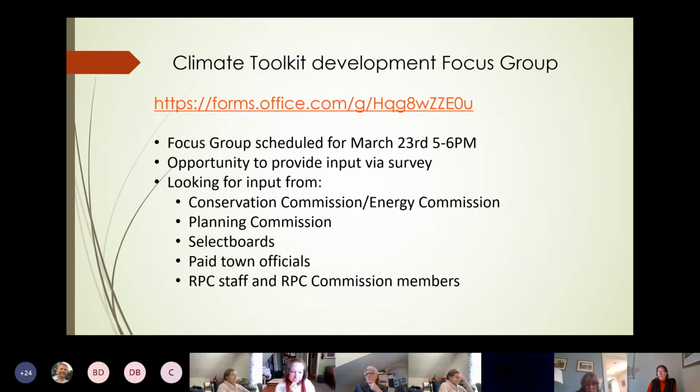This work is just getting off the ground, and the work group that's working on this has identified they'd like to pull together a focus group of end users of this potential tool to gather their input on what those folks may want to see in this toolkit. So those end users are folks like you, folks involved in your conservation commissions, your planning commissions, select boards, perhaps your paid town official staff, an RPC member, or a member of your RPC commission. If you're interested in participating in this focus group, it has already been scheduled for March 23rd from 5 to 6 p.m.